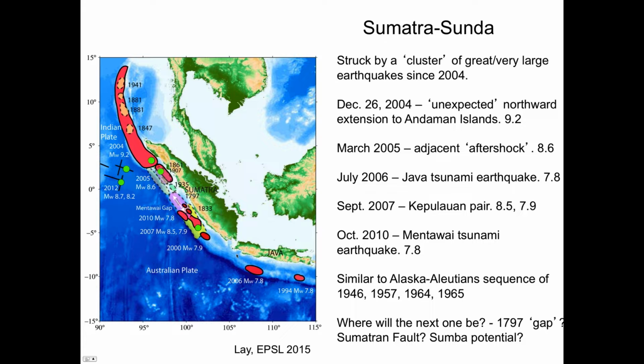It's also experienced large earthquakes at shallow depth. These are major earthquakes, 7.8 earthquakes, very near the trench, along Java and along the Mentawai region here. This area here, which last ruptured in 1797, is the Mentawai Gap. There's a lot of concentrated monitoring in this region because it's between the rupture zones of the 2005 earthquake and the 2007 event.